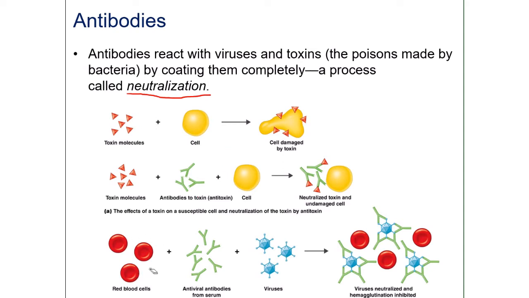Here we have some red cells, and we have some antibodies and some virus, and the antibodies will attach to the virus antigens, and they will no longer be able to attach to your red cells, right? So they neutralize virus, they neutralize toxin.